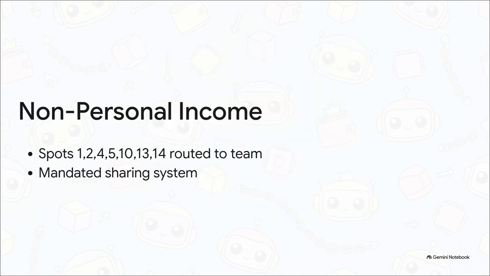So the absolutely crucial point here is this. Out of those 14 spots, positions 1, 2, 4, 5, 10, 13, and 14 do not pay out to the user whose matrix it is. They're mathematically routed away to the upline, downline, or crossline.